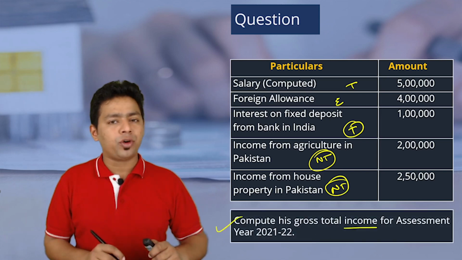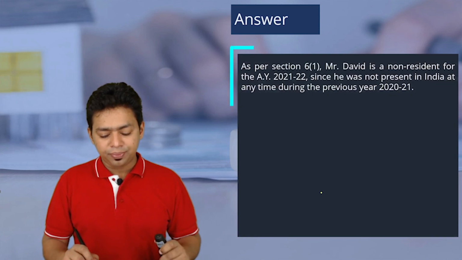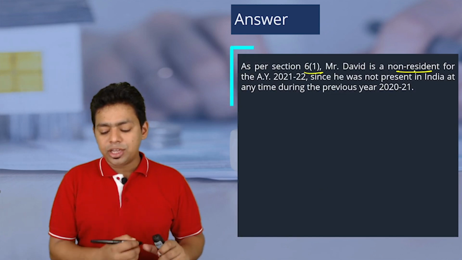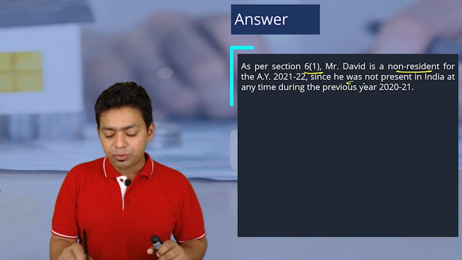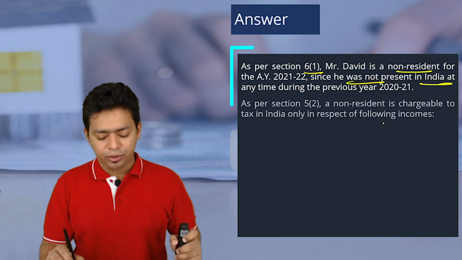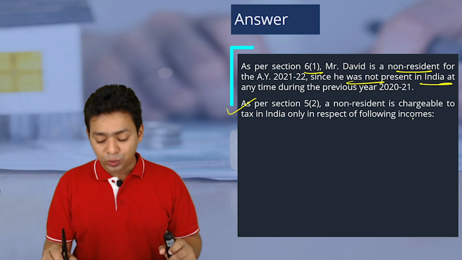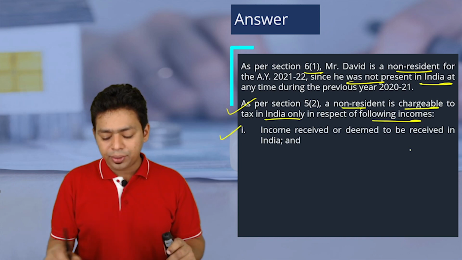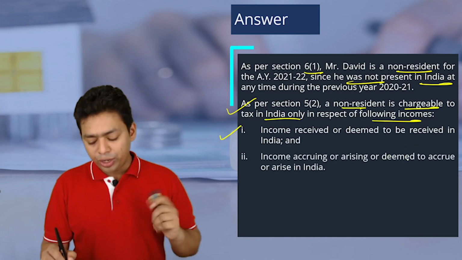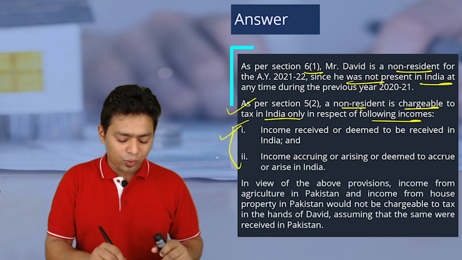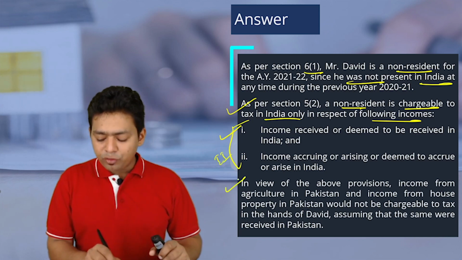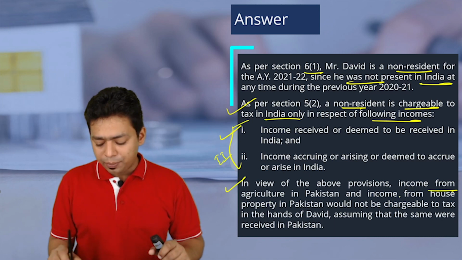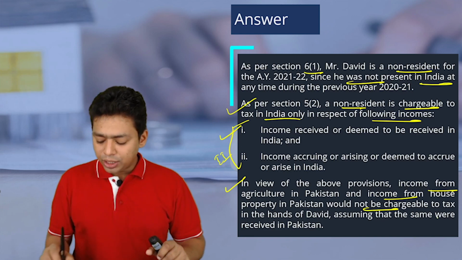Compute the gross total income for the assessment year 21-22, very much easy. As per section 6(1), Mr. David is a non-resident for the year 21-22 since he was not present in India at any time during the previous year. And as per section 5(2), a non-resident is chargeable to tax in India only in respect of the following incomes: income received in India or deemed to be received in India, accrued in India and deemed to be accrued in India, that is Indian income, only Indian income. In view of the above provision, income from agriculture in Pakistan or income from house property in Pakistan would not be chargeable to tax in the hands of David, assuming the same were received in Pakistan.